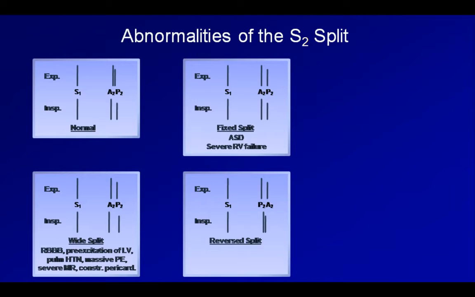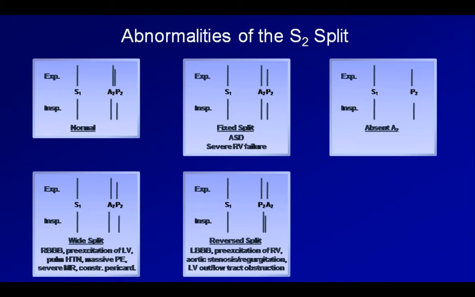It is, in some ways, the inverse of the wide split. Therefore, its causes include a left bundle branch block, pre-excitation of the RV, seen in either WPW or during right ventricular pacing, aortic valve disease, and left ventricular outflow tract obstruction.